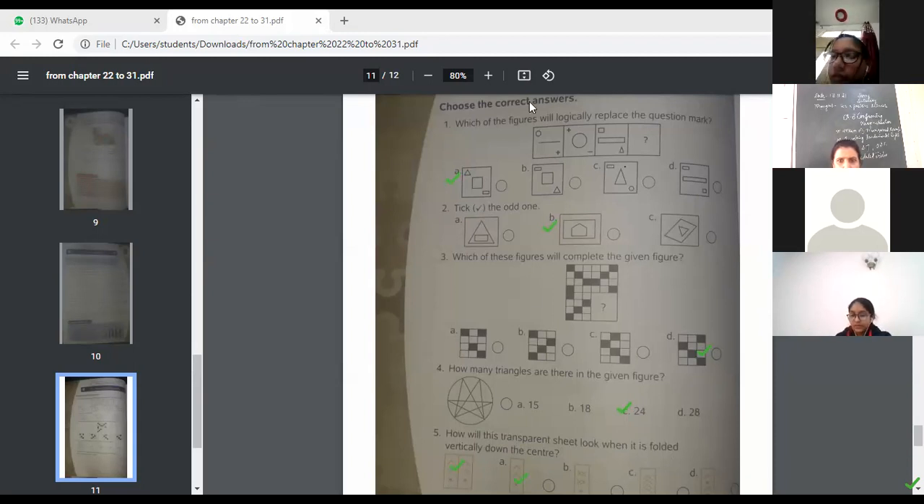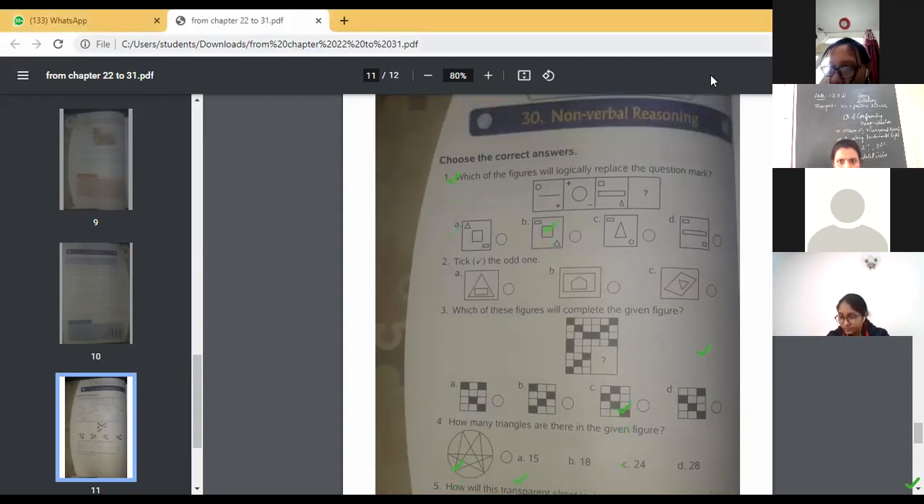Okay. So children, till worksheet number 30, we have done. I hope each one of you has done this. In the next class, we'll continue with the next part. Okay.